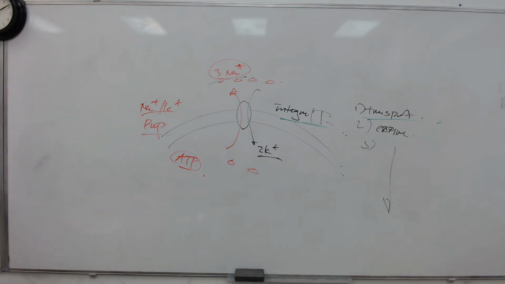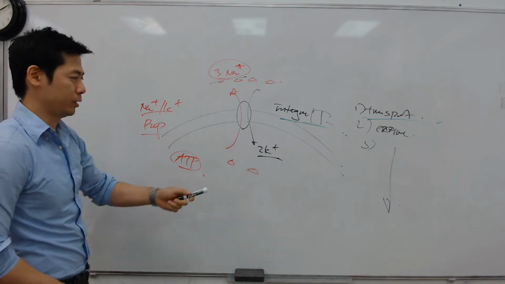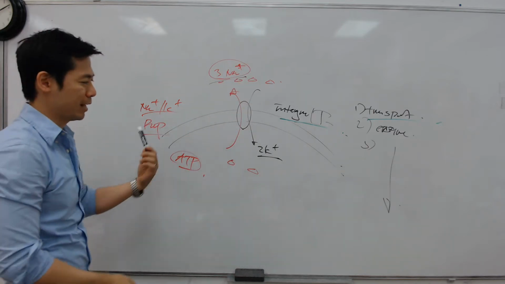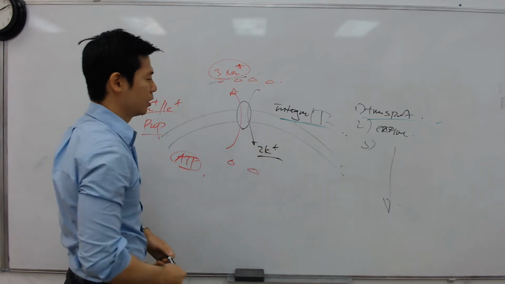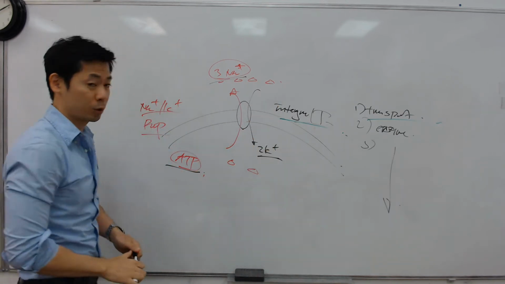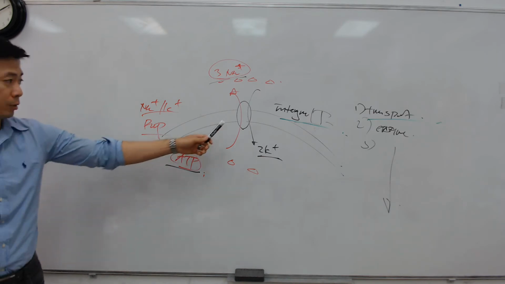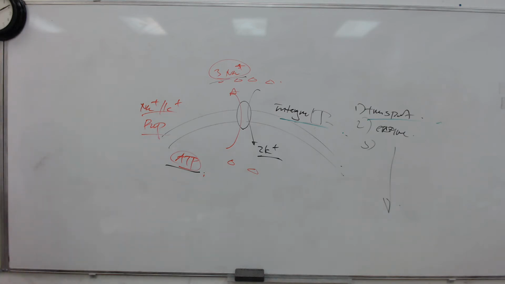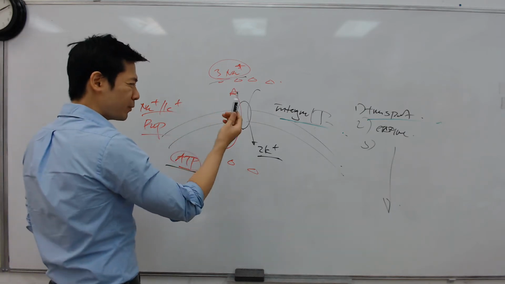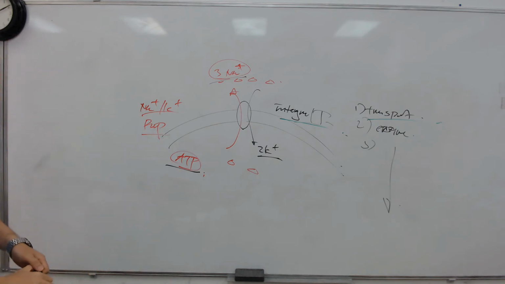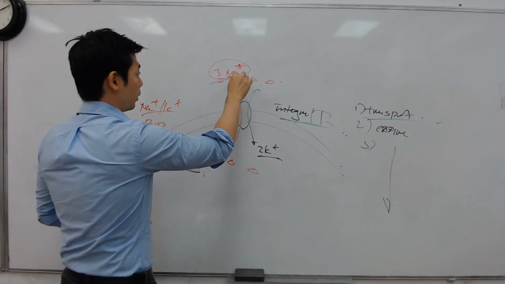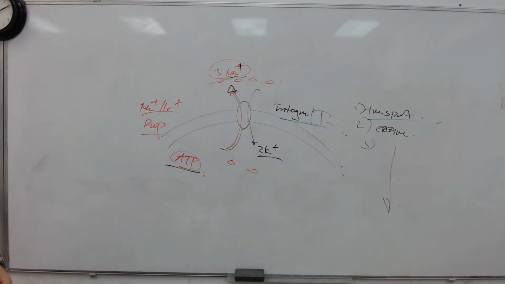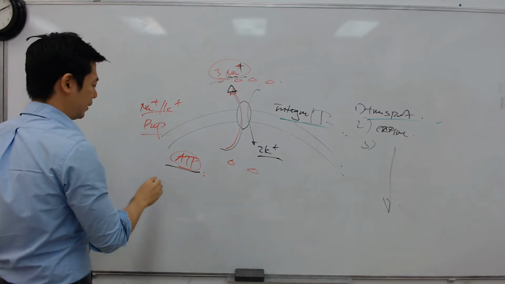When ATP phosphorylates these proteins, they change in shape. That's why they push out the Na+. The phosphate group comes out, they change shape again, and bring in the K+. So the ATP triggers the change of configuration of these proteins. Three goes out, 2 comes in. There are more Na+ on the outside, but what happens? They're pushing it out there using the ATP. That's what we call active transport.